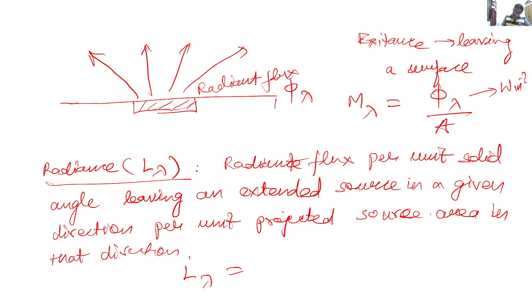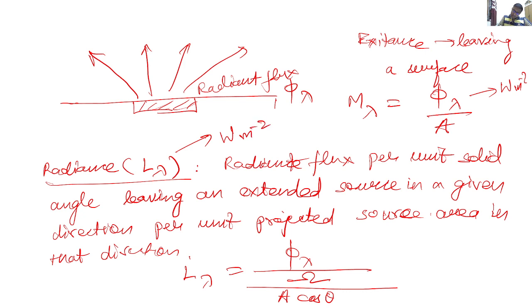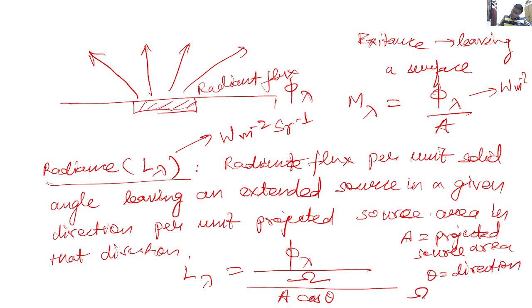The radiance L lambda is nothing but phi lambda by the solid angle by A cos theta. Cos theta because it is a projection for that angle, and this radiance is measured in terms of watt per meter square per steradian. Steradian is a solid angle. A is the projected source area. Theta gives you an indication of the direction, and omega is, we know well, the solid angle.